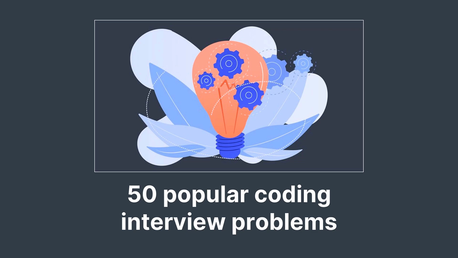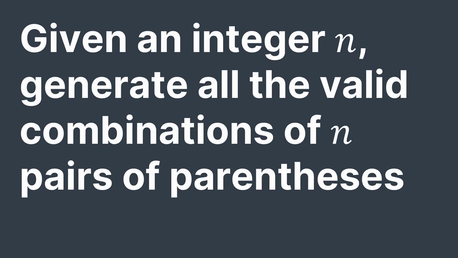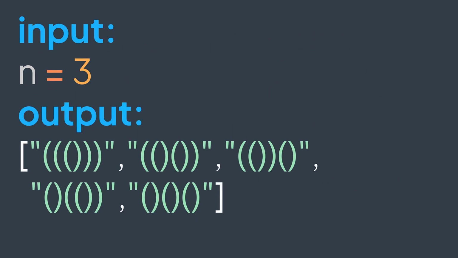Anyway, let's go back to our problem. We are given an integer n, and we are asked to generate all valid combinations of n pairs of parentheses. For example, with n equal to 3, here are all the valid combinations.